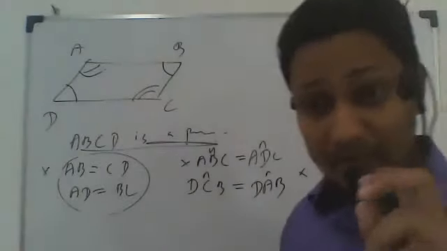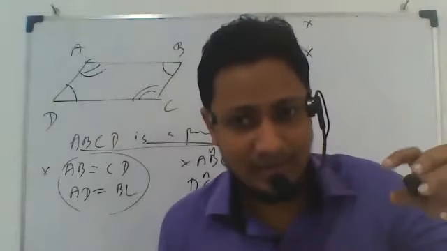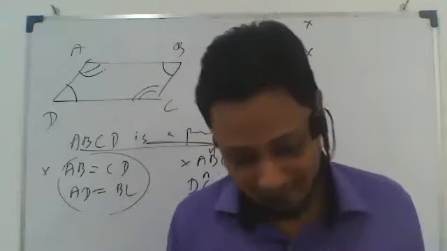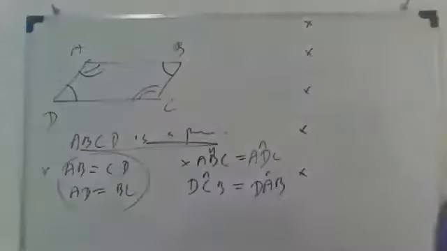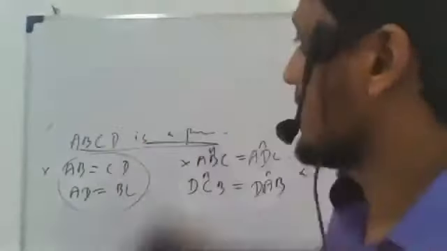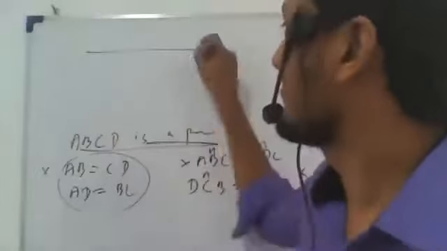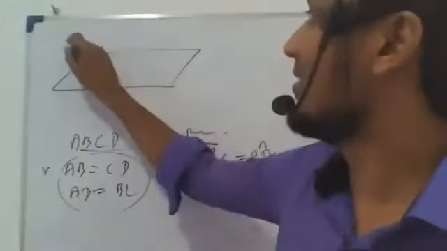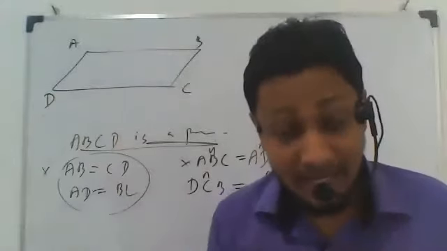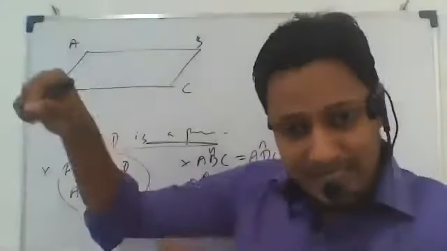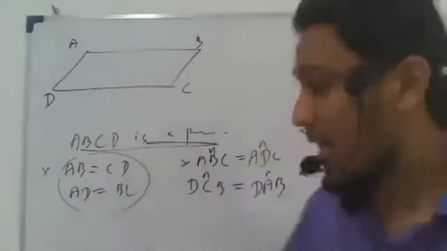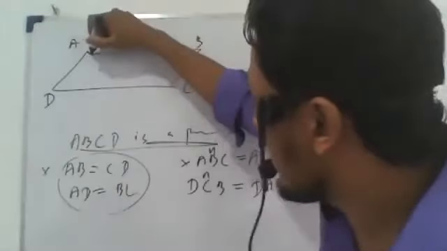Next one I said, the third one, it's something about the diagonals. What is a diagonal? When we join opposite vertices of a quadrilateral by a line, we call it a diagonal. Look at it. I'll join A and C.